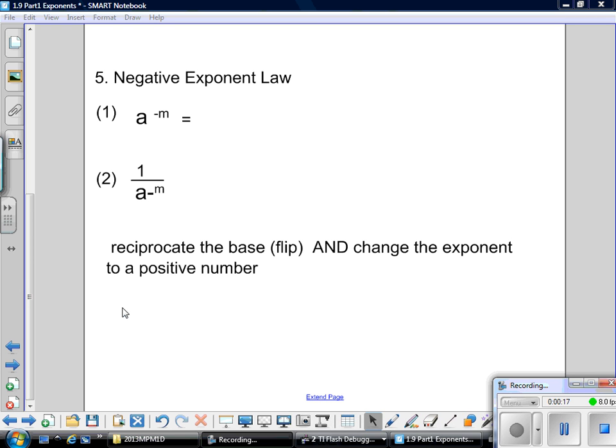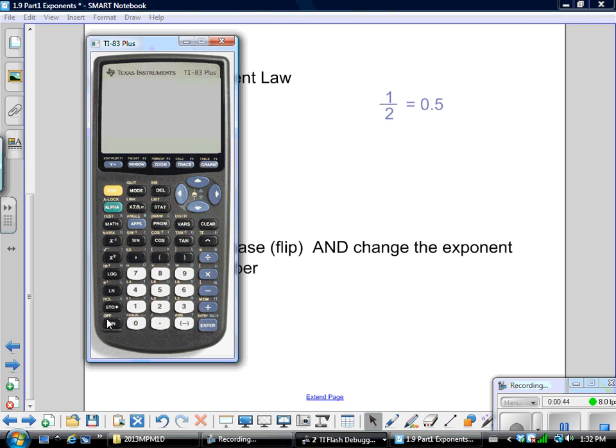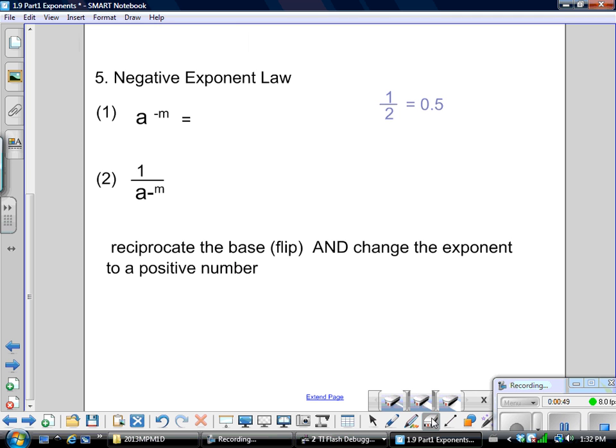Now, again, I'm actually going to use numbers so that you can see how it works. For instance, I'm going to take the number a half. Now, 1/2 is the same as 0.5. You know that, right? And I'm also going to bring up my calculator and take the number 2 to the negative 1.